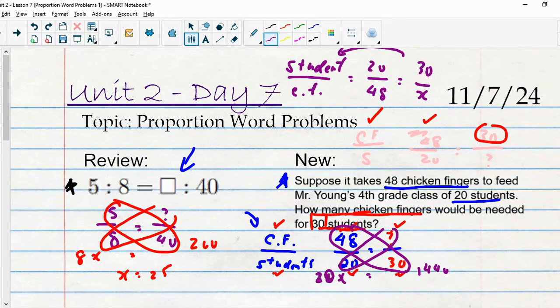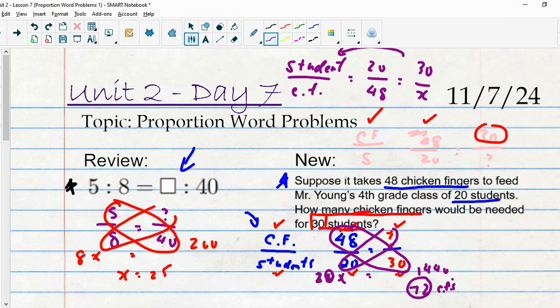So I'm going to divide, obviously, right? Divided by what? 20? 72. 72 what? You have to write the unit down, by the way, here. All right, 72 chicken fingers. Okay, so now let's see if it makes sense, right? So 48 chicken fingers can feed 20 students.